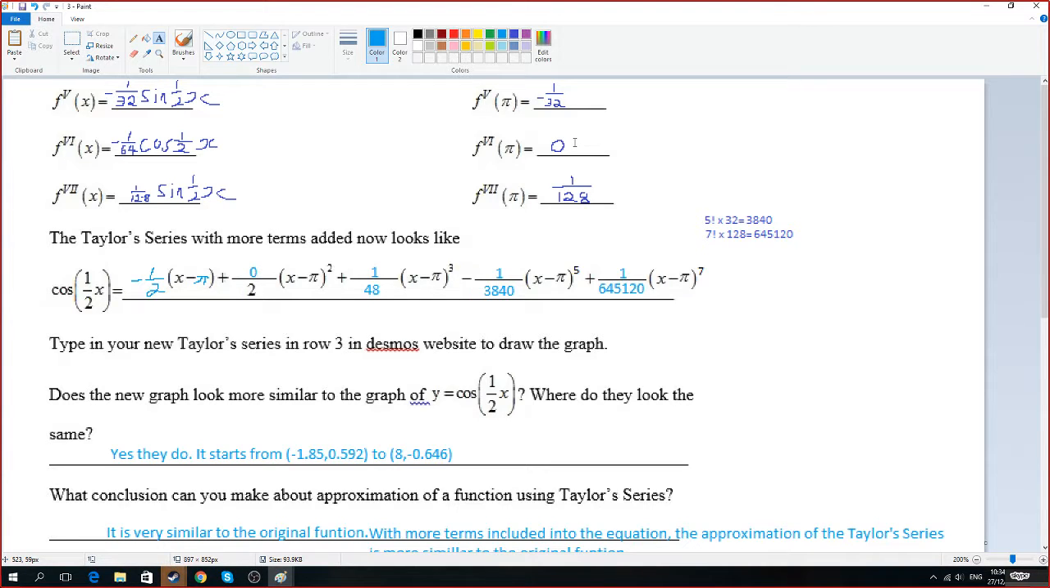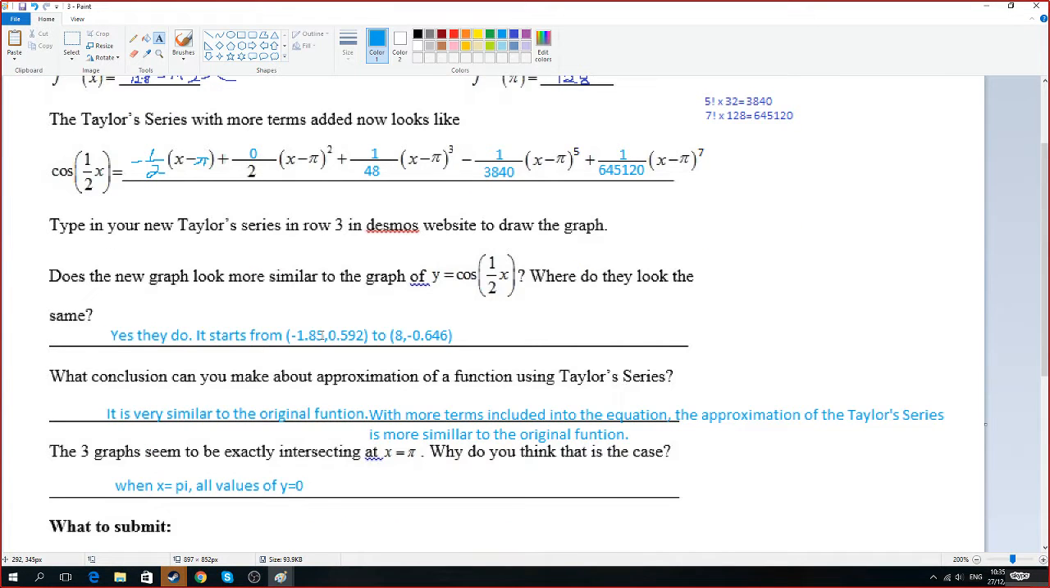the derivative is 0 when you input pi for the 4th, and the 6th is also 0. So the only ones with values are 5 and 7. So we just decided to use those terms to make the graph more similar. Otherwise, we would just be using 0.